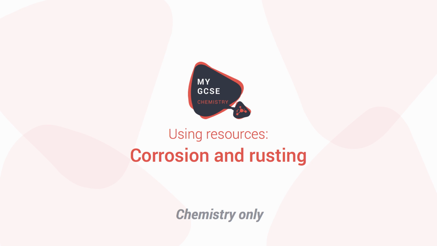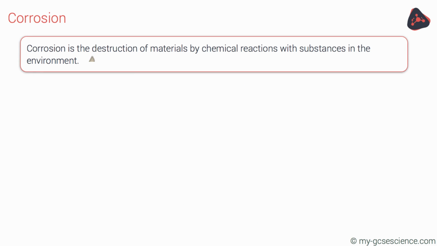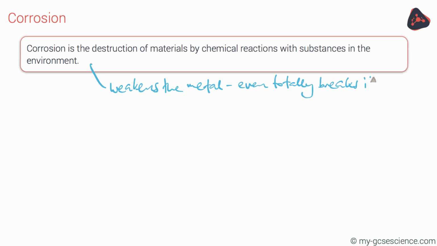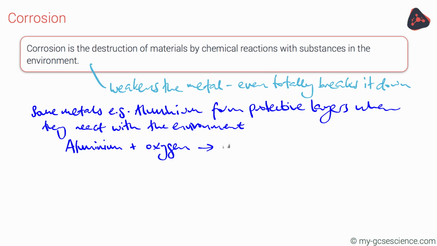In this video for triple chemistry only, we're going to be talking about corrosion and rusting. Corrosion is the destruction of materials by chemical reactions with substances in the environment. And this is normally a term used to refer to metals, where corrosion weakens the metal and sometimes even totally breaks it down. Some metals, like aluminium, form protective layers when they react with the environment. Aluminium reacts with oxygen to make aluminium oxide, which protects the rest of the aluminium from corrosion.